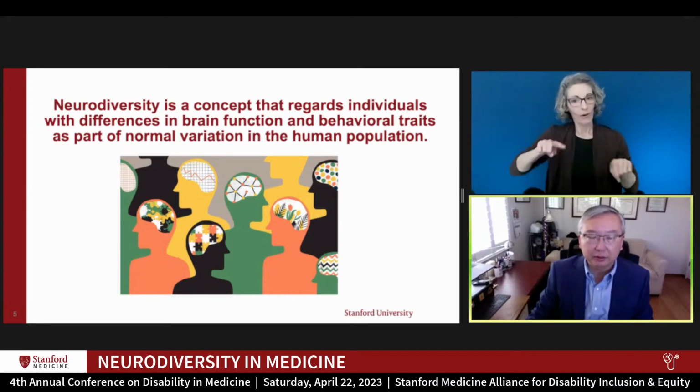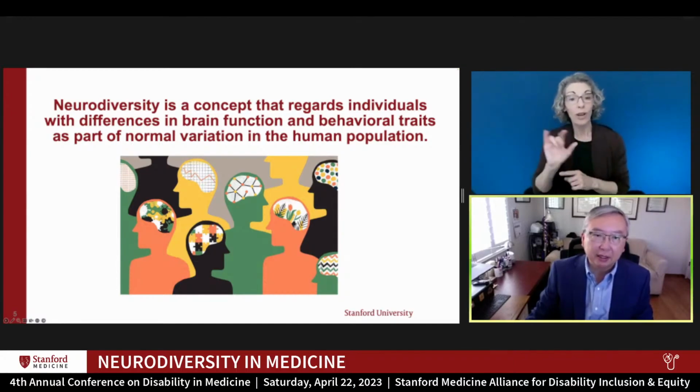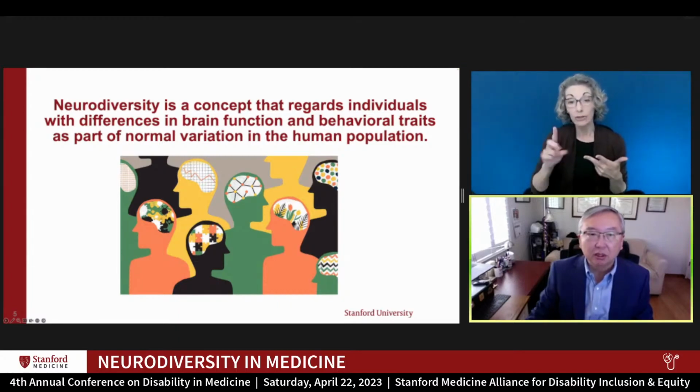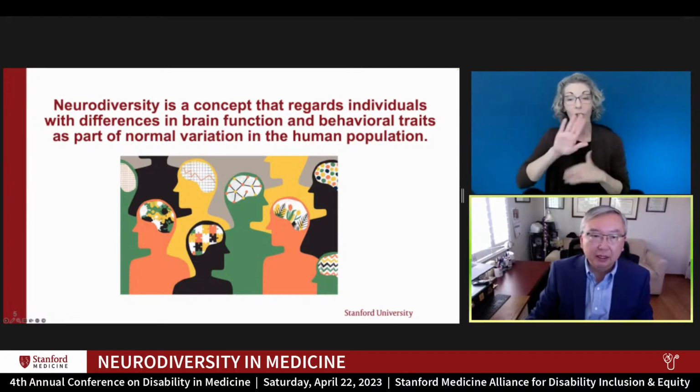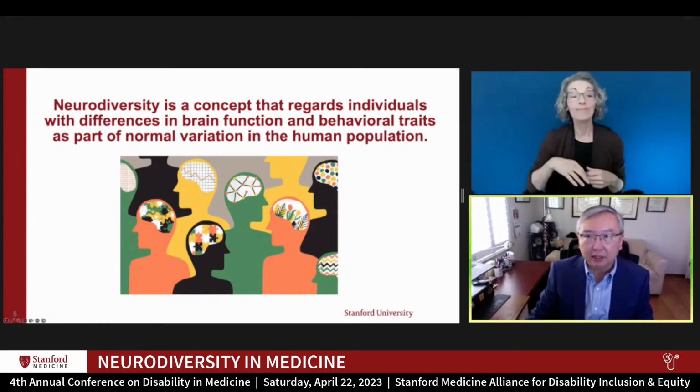When we talk about neurodiversity, a lot of the time we talk about the neurodiverse conditions such as autism, dyslexia, ADHD or attention deficit hyperactivity disorder, but it doesn't end there. The motor disorders, the other neurologic conditions such as epilepsy and other psychiatric conditions are all under the umbrella of neurodiverse conditions.